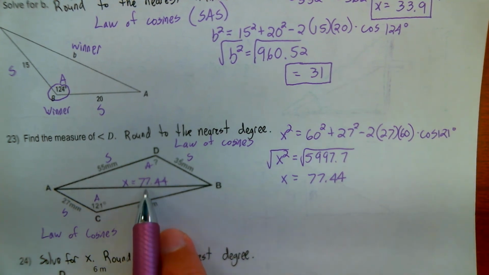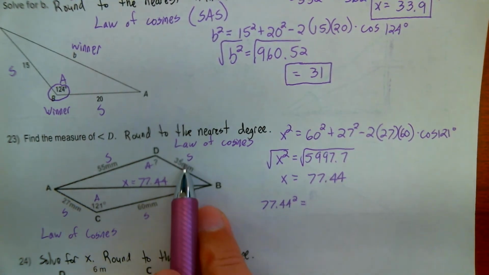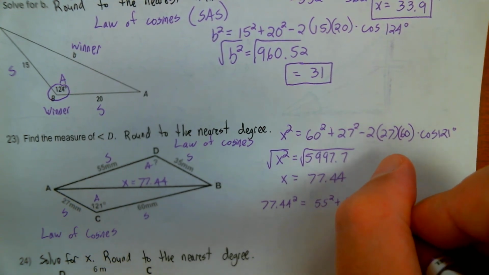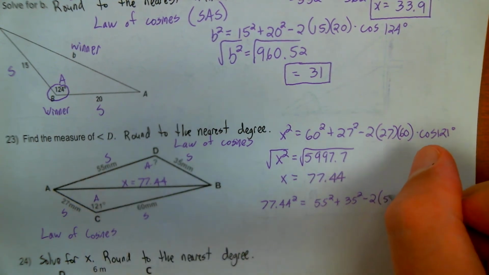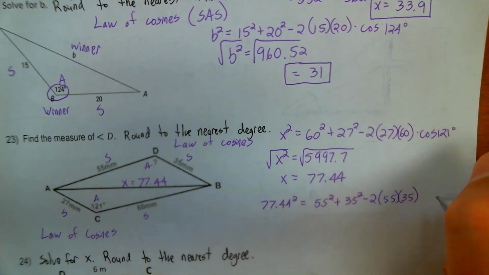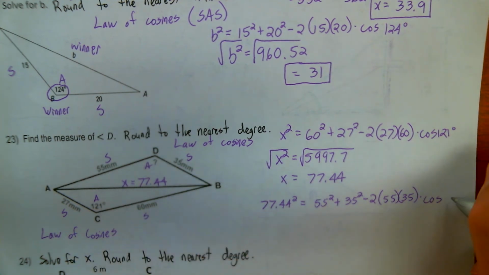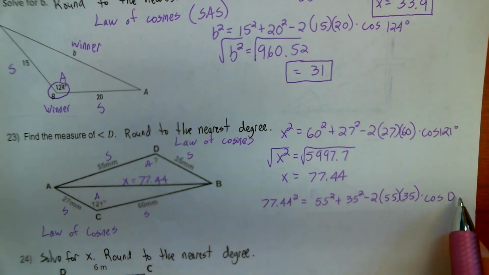So my side across from the angle, that guy is squared first. So I have 77.44 squared equals, square both of those guys, 55 squared plus 35 squared minus 2 times the product of both of those, 55 times 35, times, now this time I'm finding an angle, the cosine of the question mark. I'll say cosine of D because we're asked to find the measure of angle D. You could put a variable there, but I'll just leave it as D this time.